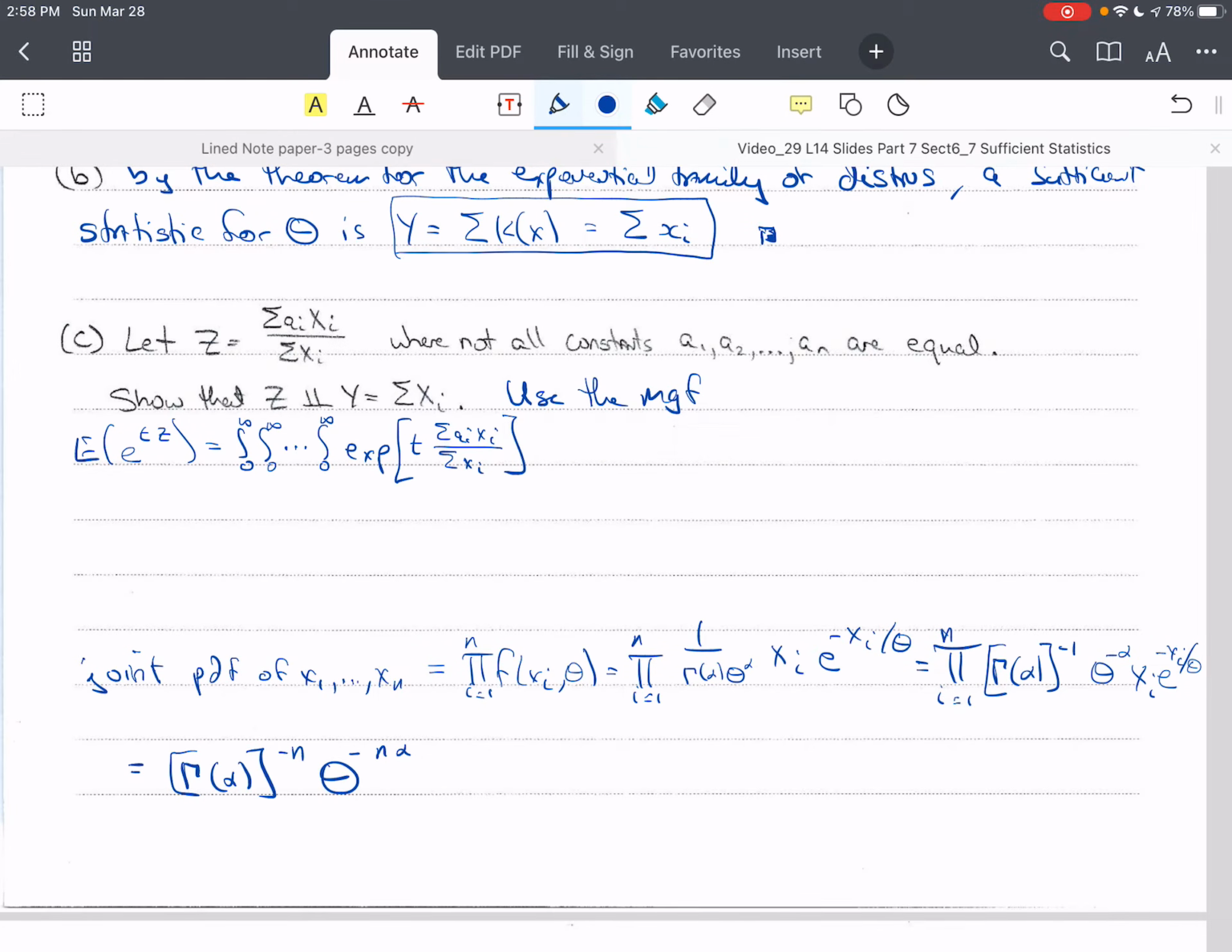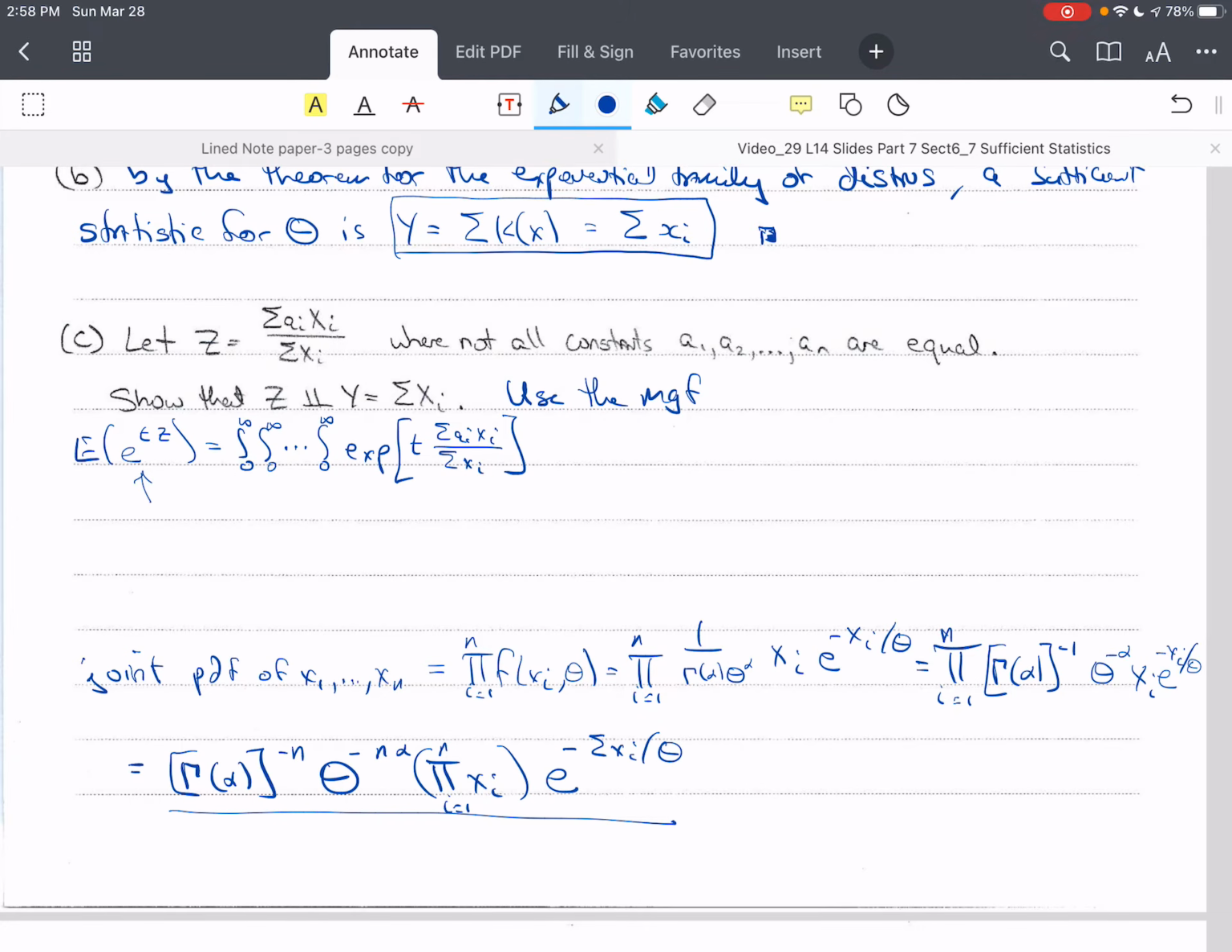Okay, and then we have the product of x sub i. There's nothing we can do with this right now unless we do exp and then log. Then we can change it to a summation, and then we have e to the negative sum of x_i over theta.